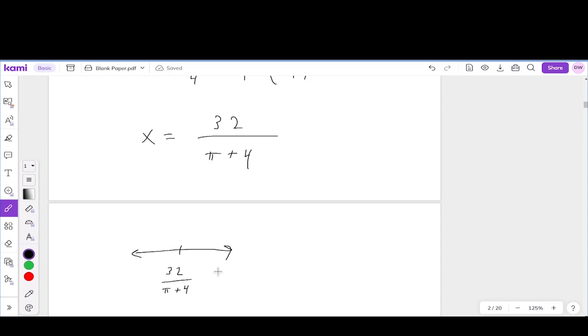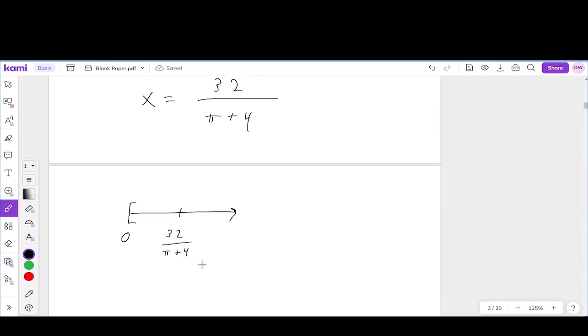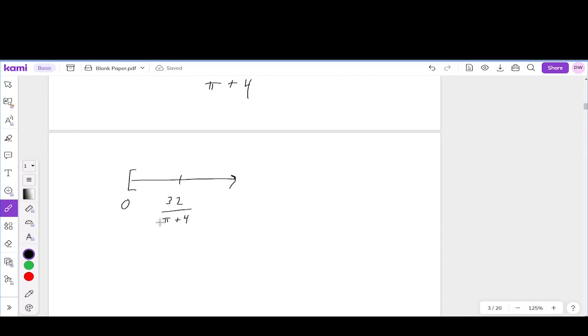This number line is technically bounded. It's bounded on the left by 0. How come? Because you can't have an x or a distance less than 0. And there's technically going to be an upper bound, but it doesn't matter, and I'm just going to be careful with the number I plug in, and I don't have to worry about that. So 32 over pi plus 4, even though I don't have a calculator, I know that's about 32 over 7, because pi is 3.14. So I'm just estimating here. 32 over 7 is going to be a number around 4.5-ish, because it's between 4 and 5.